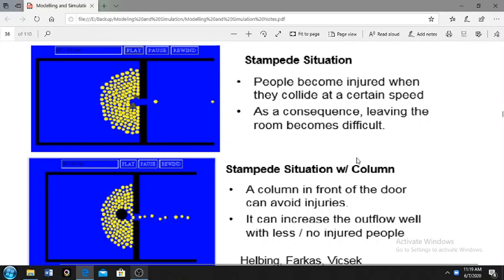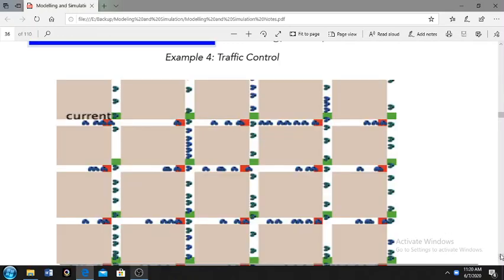For example, here we are in a cinema room, and there's a cohesion situation here. All these people here want to get out. People become injured when they collide at a certain speed. As a consequence, leaving the room becomes difficult. You see, and here there's also cohesion.